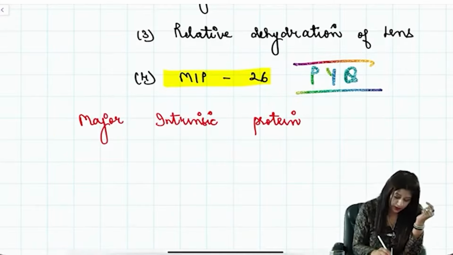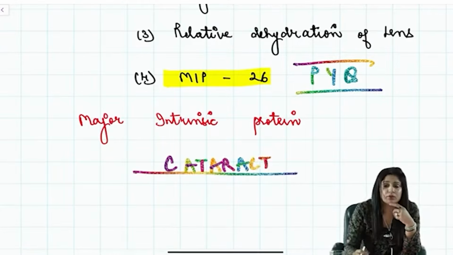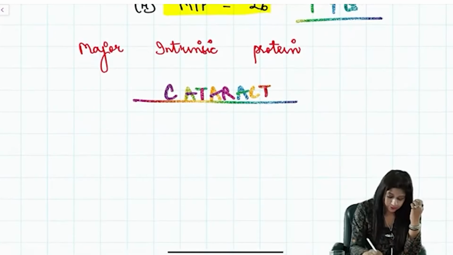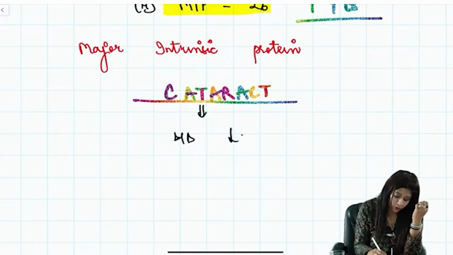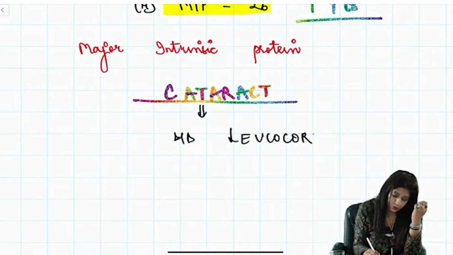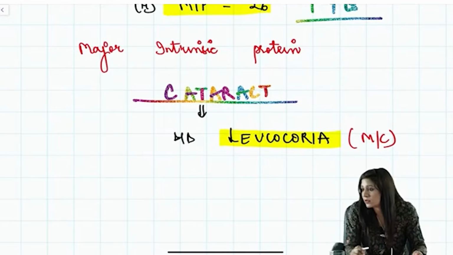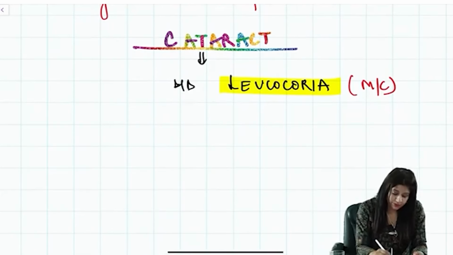Now we will be talking about the cataract. Cataract will also lead to the DD of leukocoria, the whitish pupillary reflex. Leukocoria का most common DD. So whenever you have leukocoria in the question, whitish pupillary reflex in the question, the most common cause will be the cataract. How can we classify this cataract?